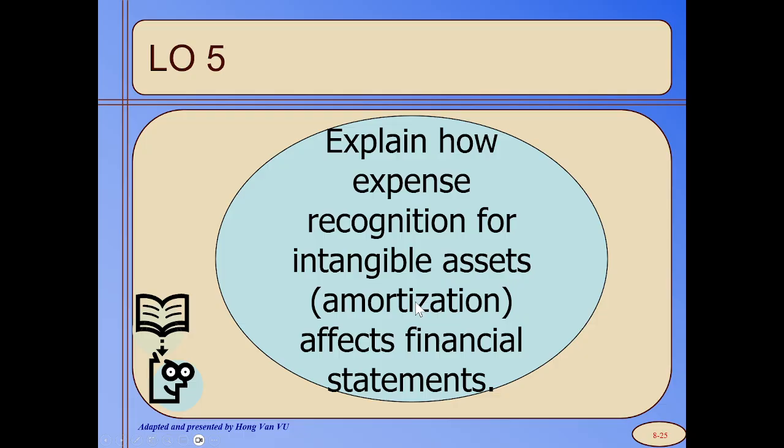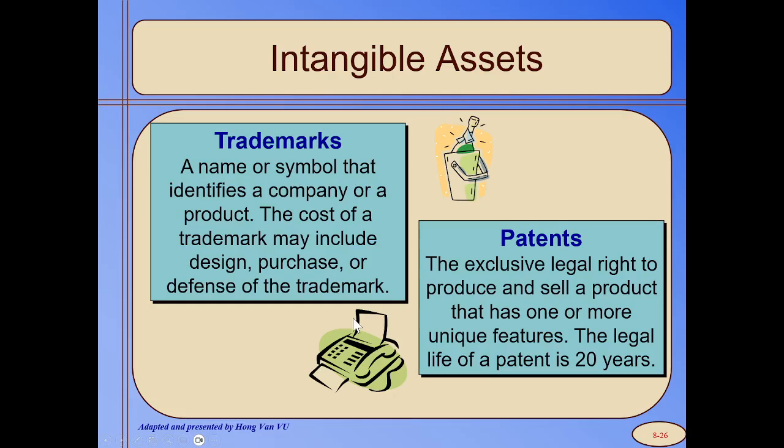So now we will look very quickly at how the expense recognition for intangible asset amortization affects financial statements. What does it mean, the intangible assets? A trademark is a name or symbol that identifies a company or product, like the words Coca-Cola or Pepsi. Anytime a company spends money defending its trademark, those costs are charged to the cost of the trademark.